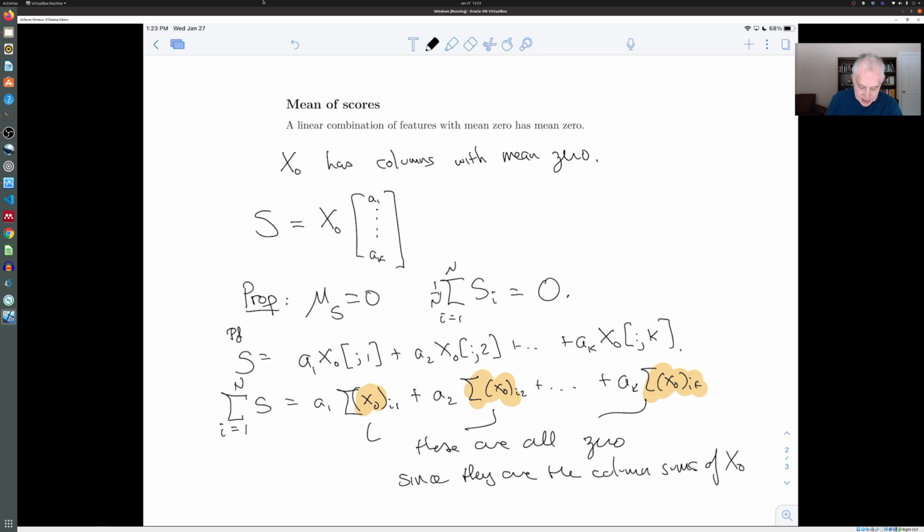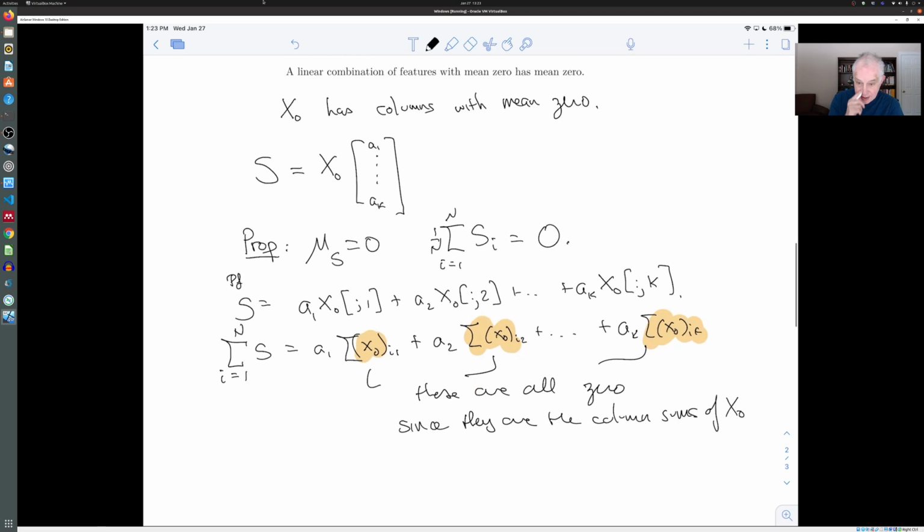And so if you take S and think of it as a column vector, and you sum those up, it's again 0. So if you take a score, which is a linear combination of features whose sums are 0, then your score also has sum 0.